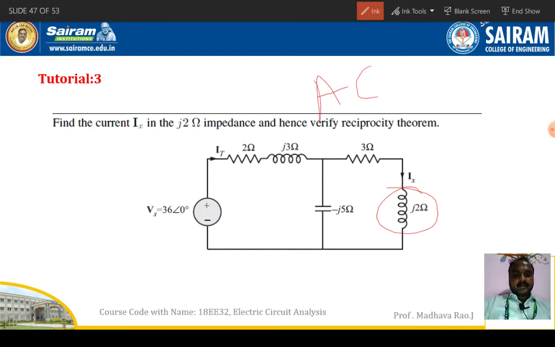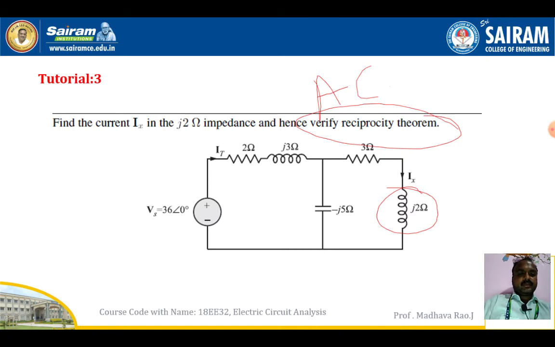For the reciprocity theorem, the first condition is that the circuit should have only one voltage source. The circuit should not consist of multiple voltage sources. But Millman's theorem applies to a circuit that has multiple sources, not a single source. So that is the difference between these two theorems. In Millman's theorem, the circuit may have multiple sources. So based on those two theorems, we will discuss the problems here.